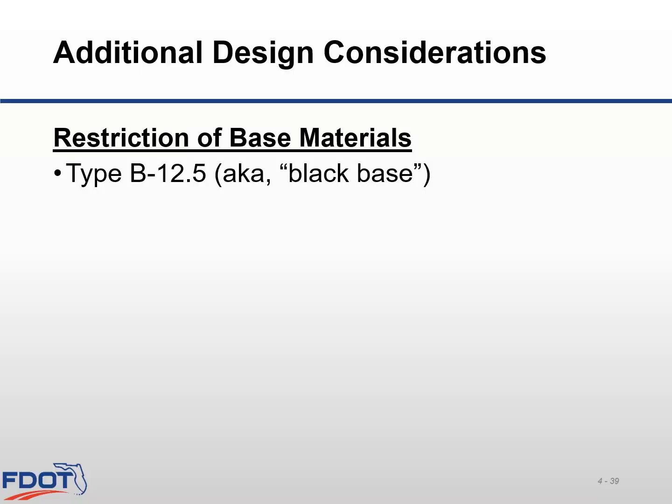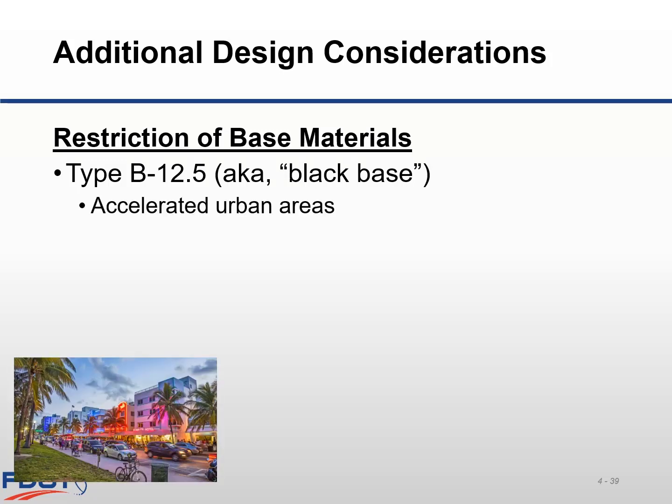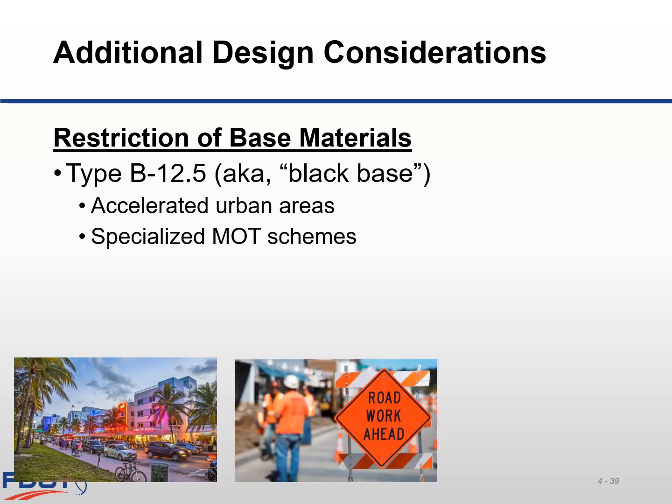In general, the options for base material should not be restricted. Allowing the contractor the full range of base materials will allow him to select the least costly material. Unbound granular base materials are generally the least expensive. However, the following conditions may warrant restricting the base course to an asphalt base course, which is designated as type B12.5, otherwise known as black base. In an urban area, maintenance of access to adjacent business is critical to the extent that it's desirable to accelerate base construction. The maintenance of traffic scheme requires acceleration of base construction in certain areas of the project.